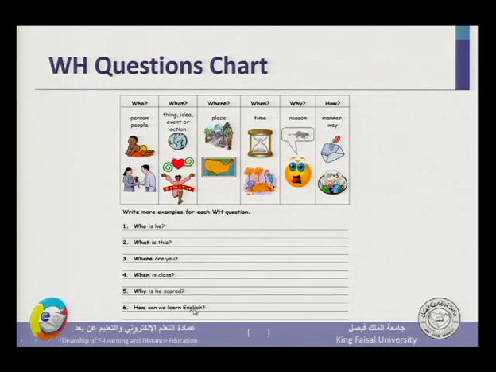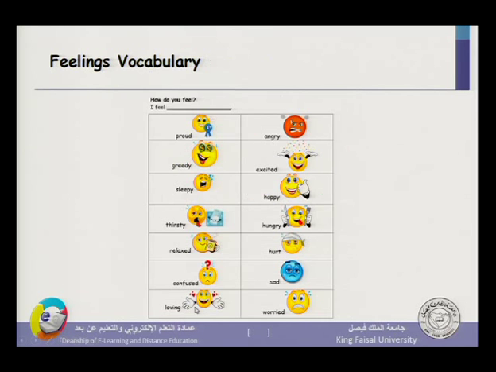How can we learn English? All right. These are feelings and vocabulary. Vocabulary, feelings, vocabulary. So some vocabulary to help you to express yourself. So if I ask you how do you feel, just learn it like that for the time being. How do you feel? كيف تشعر, right?